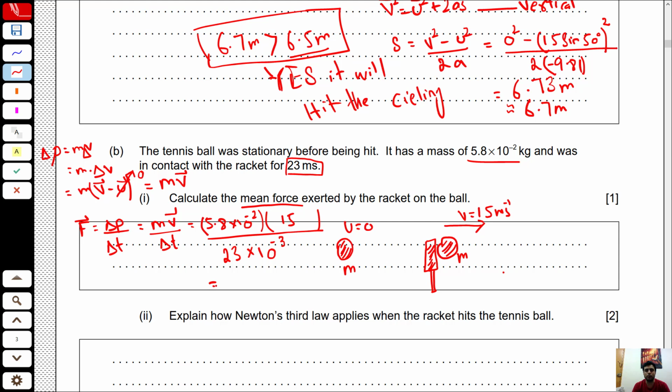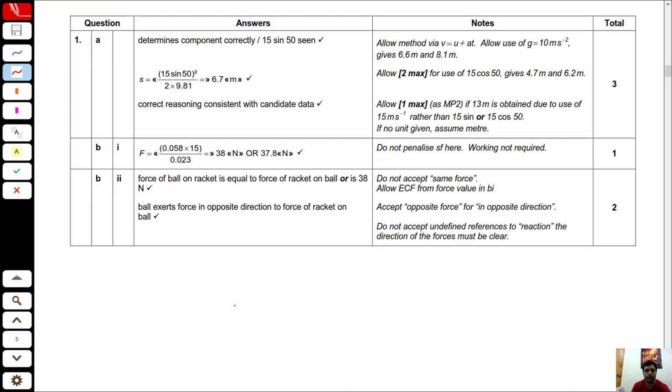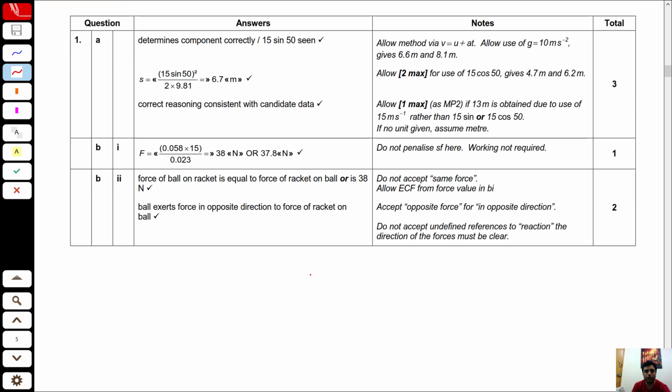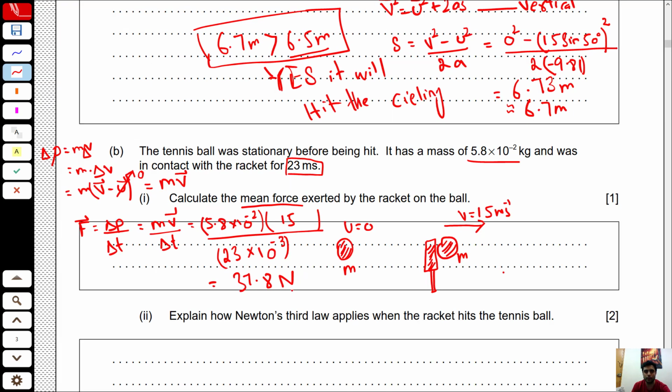So now just hit the calculator. Make sure that you have all these brackets, and then divide by 23 in this bracket. Now if you hit the calculator, you will get an answer of 37.8 Newton because it's a force. So 37.8 Newton. To 3 significant figures or 2 significant figures, doesn't matter. It's a Newton because it's a force.